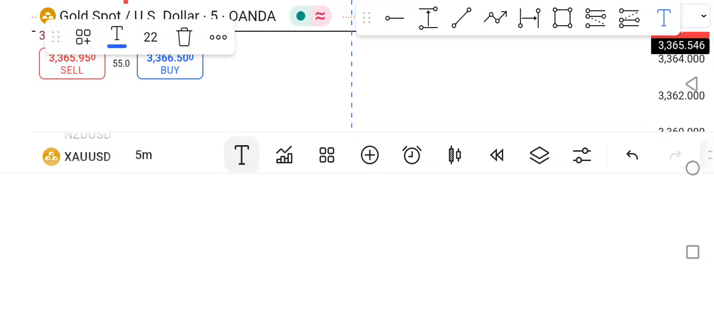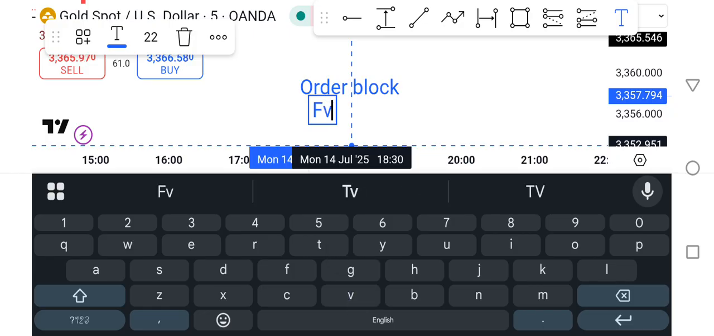It is the fair value gap, the FVG. The fair value gap is the space that occurs in between two candlesticks. It is also the imbalance, guys.